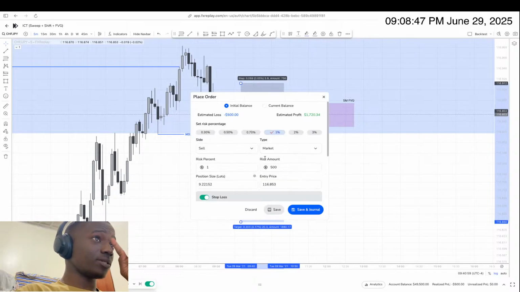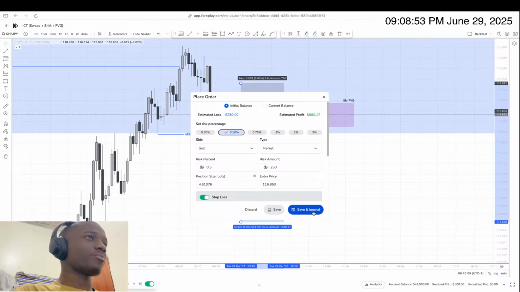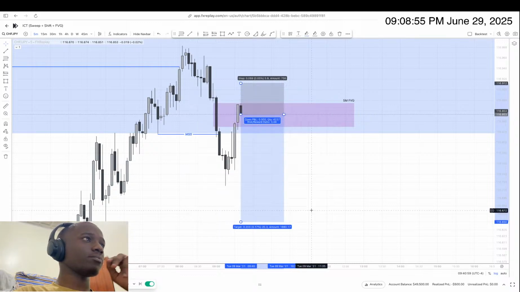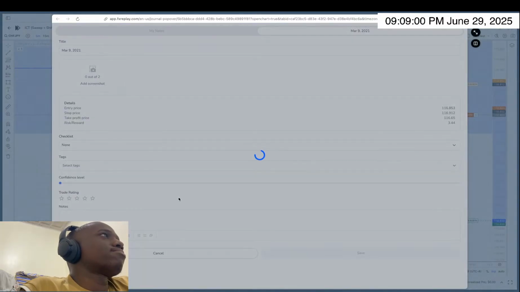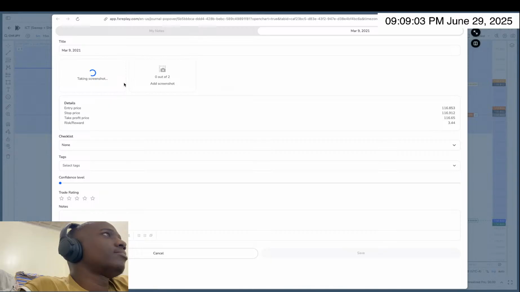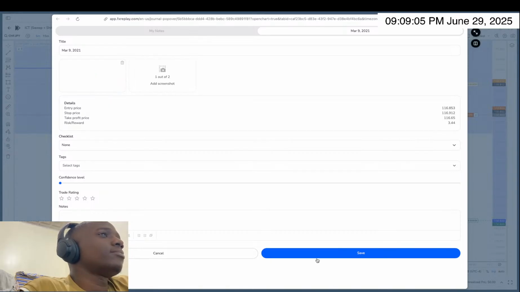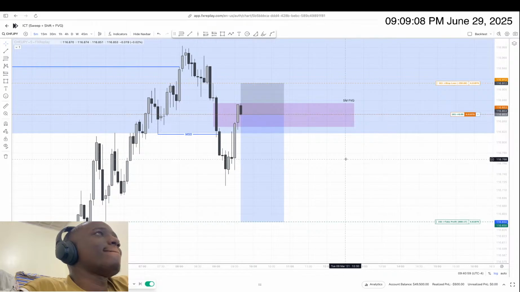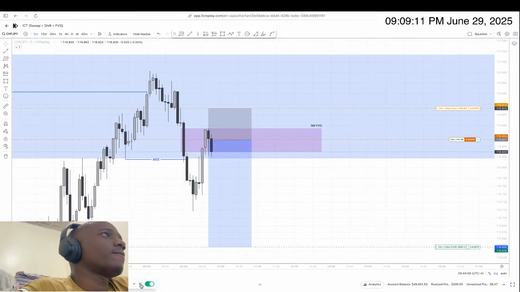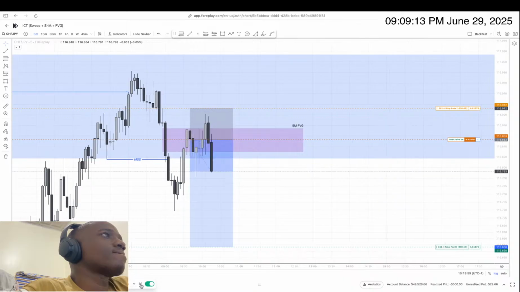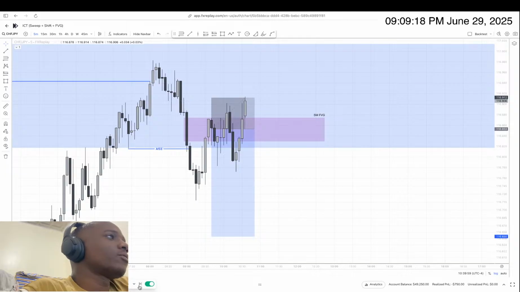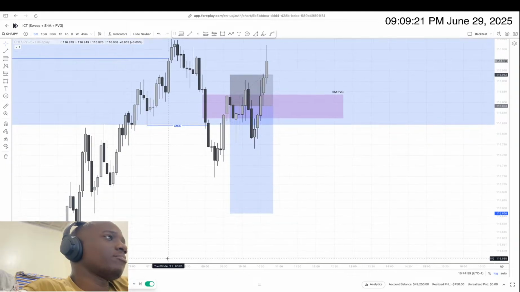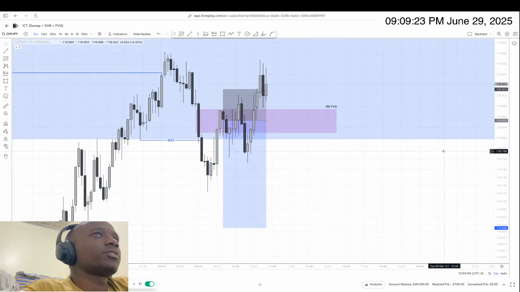So risk 1%. Let's risk half because we've lost the previous one, so cut down the risk. Let's see how we go now. Oh no. You can see we reject the gap obviously, but we don't hit take profit as we were planning to.